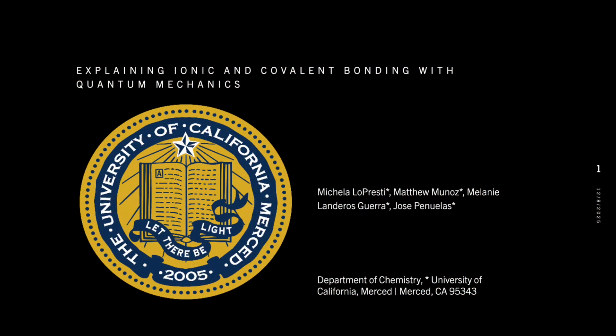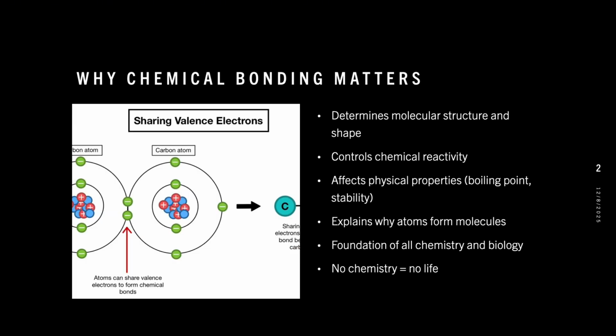Today we'll use quantum mechanics to clearly explain how ionic and covalent bonds actually form. Chemical bonding is the reason molecules even exist. Every structure we see in chemistry, from water to DNA, depends on how atoms bond with each other.